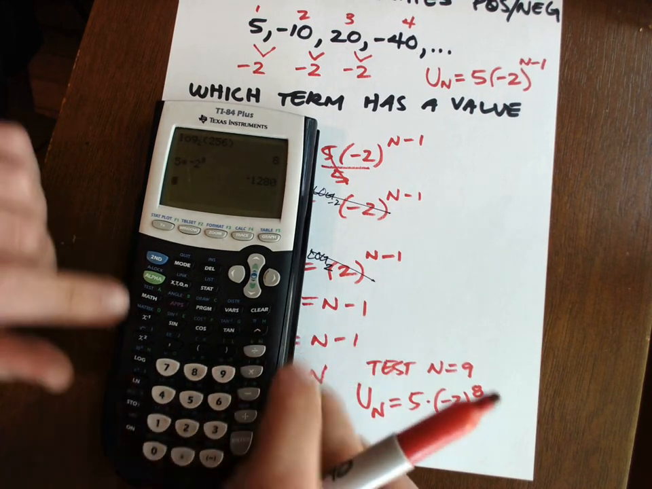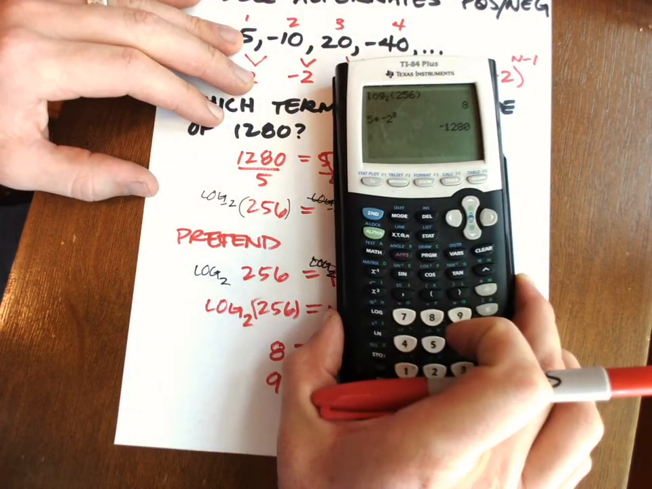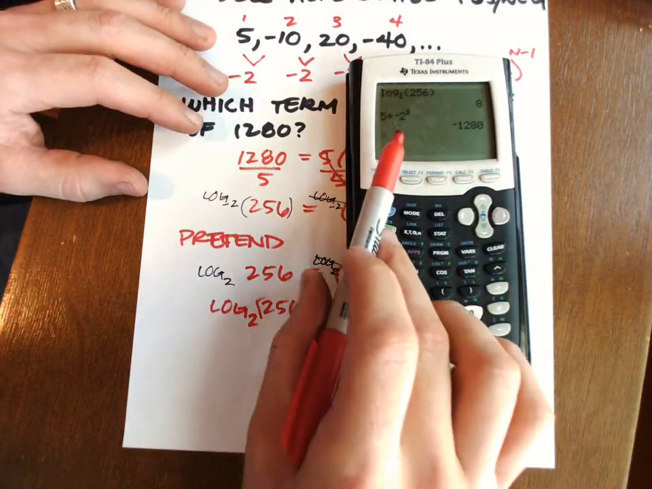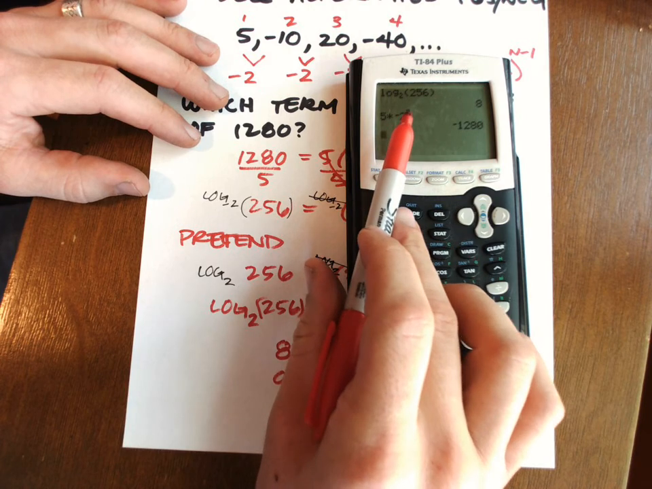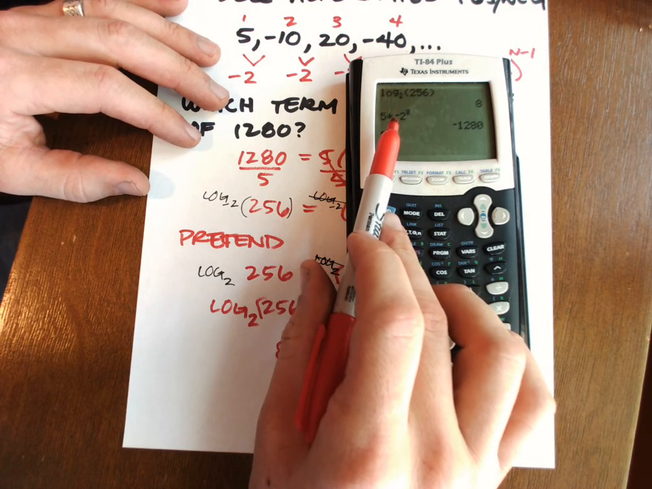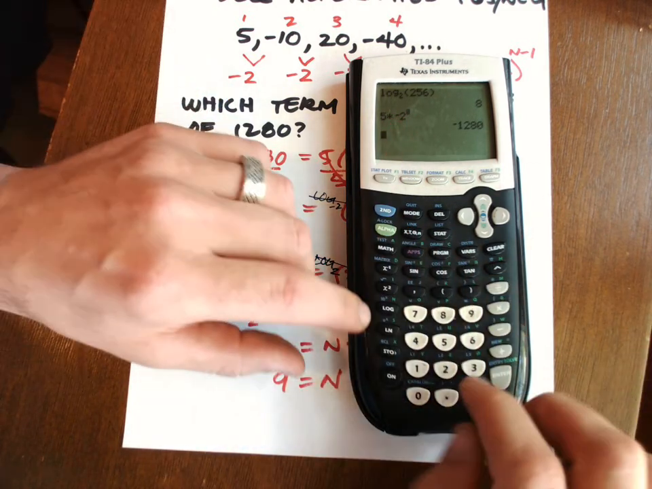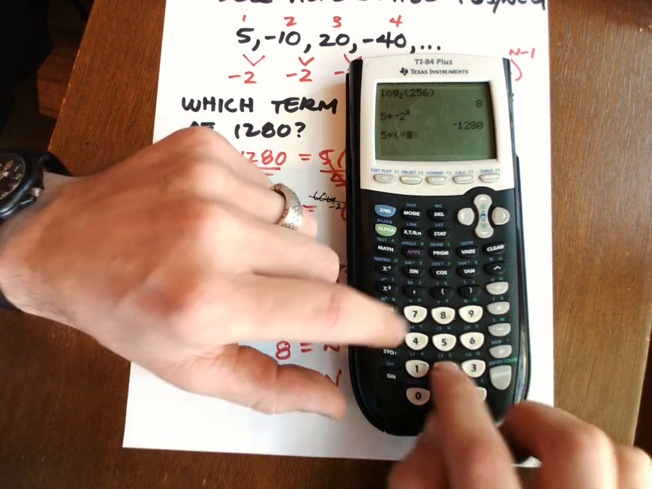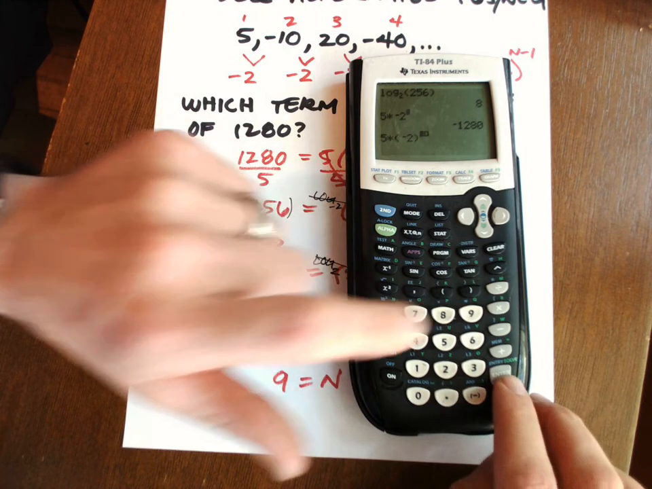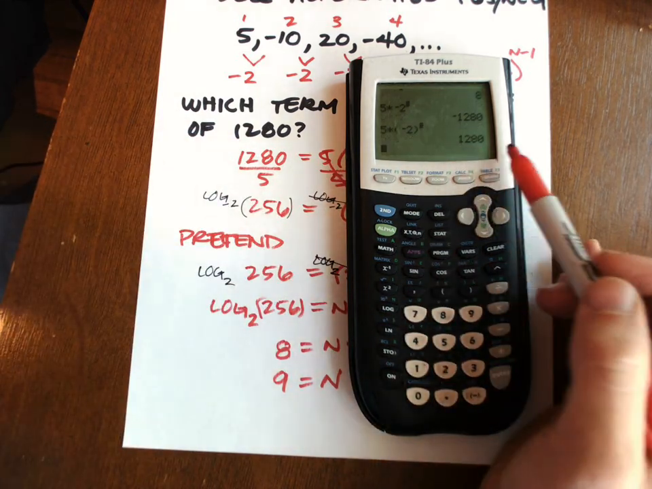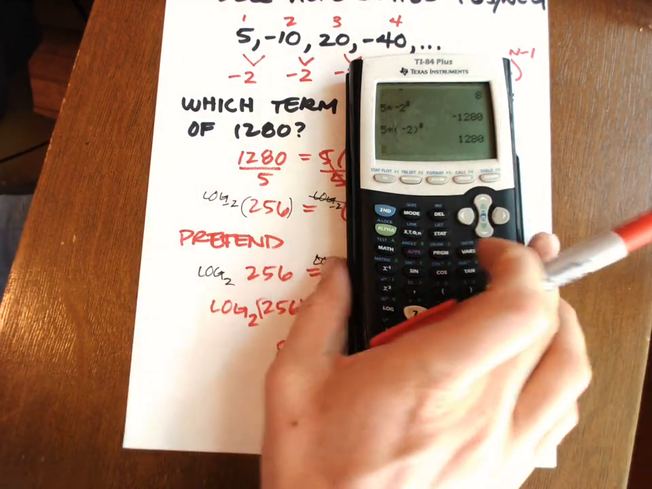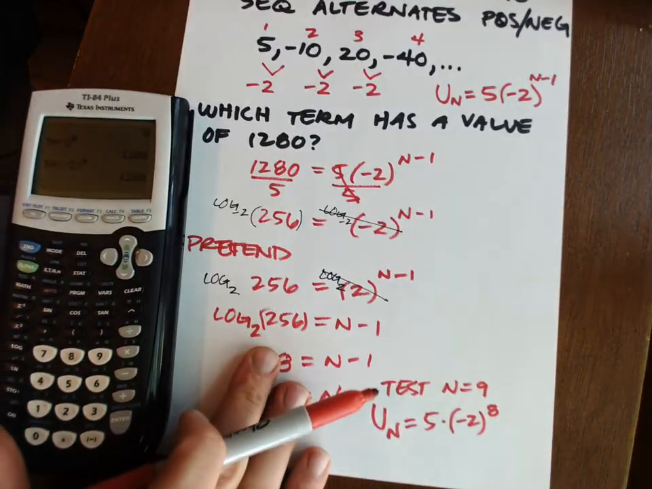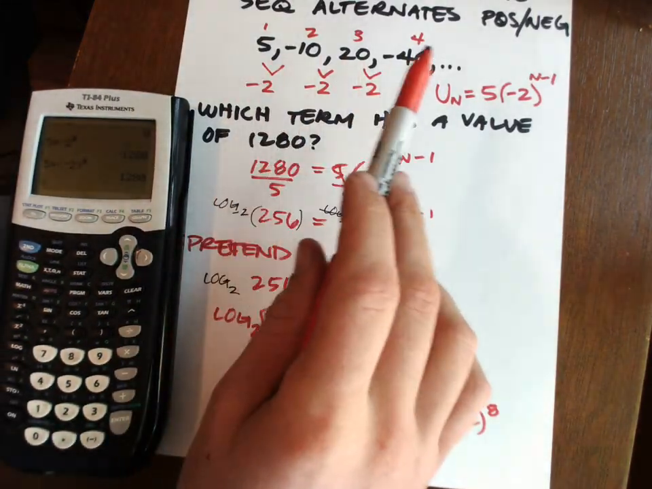Again, this is why the parentheses matter. The calculator is thinking that the 2 has the 8, but the negative in front does not. So let's go ahead and do this very carefully. Parentheses, -2 to the 8th does in fact make a positive 1280. So it's okay in this case to pretend. We just have to be a little savvy about how we're going about solving this problem.